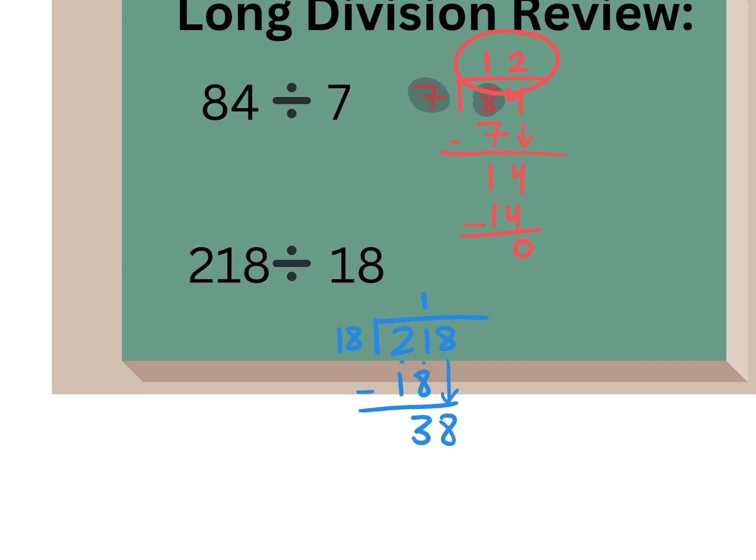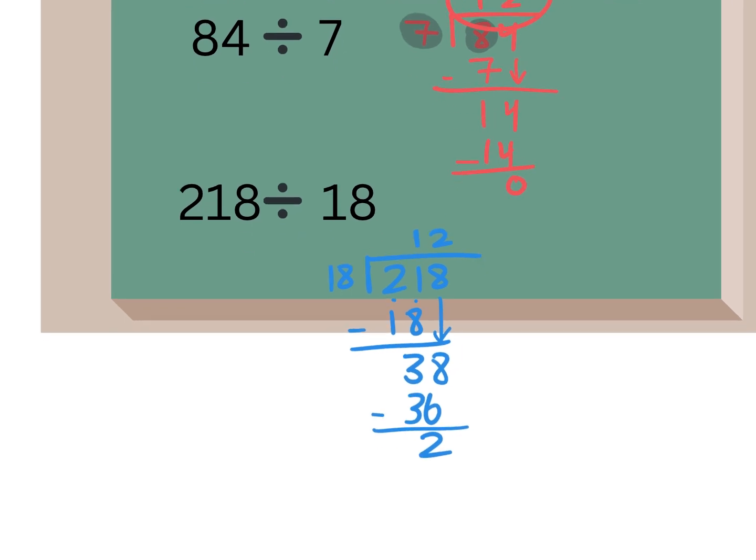Bring down my 8. How many times does 18 go into 38? I think 18 goes in just twice. So we're going to multiply 2 times 18, and we're going to end up with 36. We subtract those, and we get a remainder of 2. So my answer is 12, remainder 2. And that's how I write that long division with that remainder at the end.